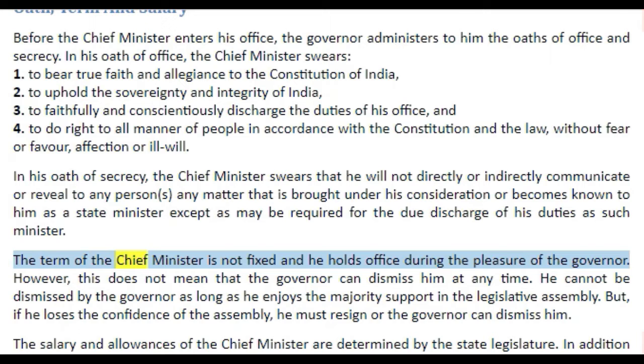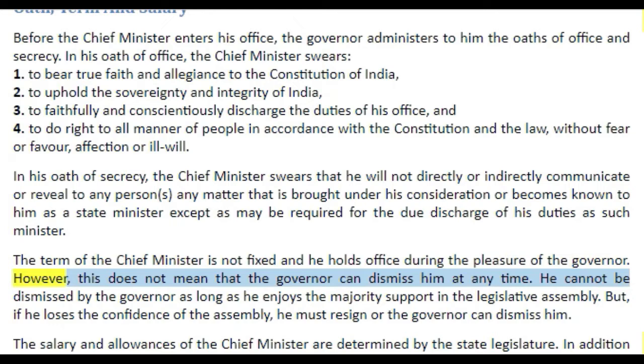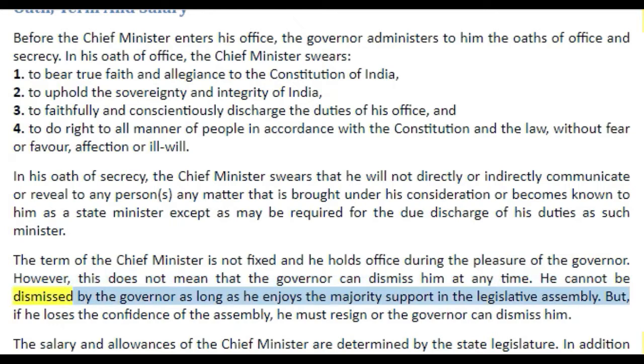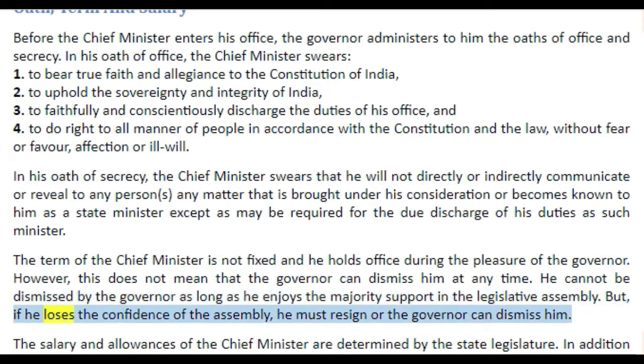The term of the chief minister is not fixed and he holds office during the pleasure of the governor. However, this does not mean that the governor can dismiss him at any time. He cannot be dismissed by the governor as long as he enjoys the majority support in the Legislative Assembly. But, if he loses the confidence of the Assembly, he must resign or the governor can dismiss him.